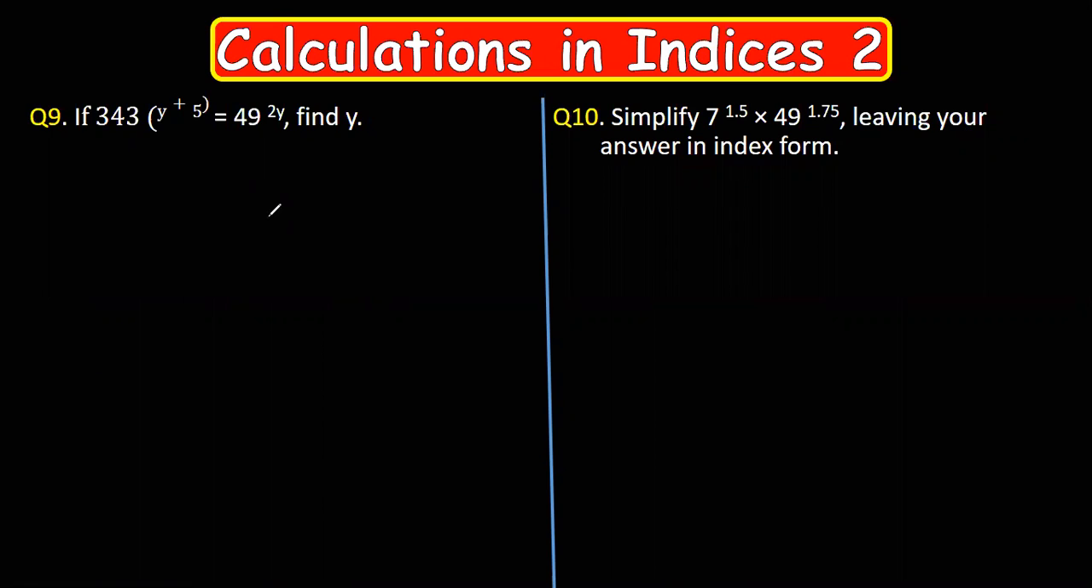We have: if 343 is raised to the power of y plus 5, equal to 49 raised to the power of 2y, find y. We are going to find y.